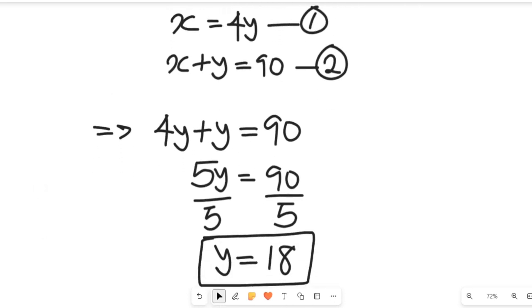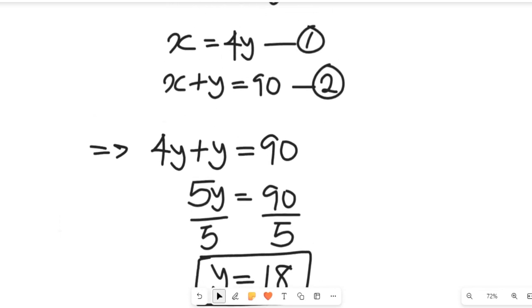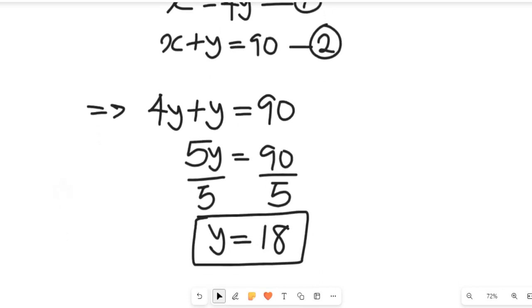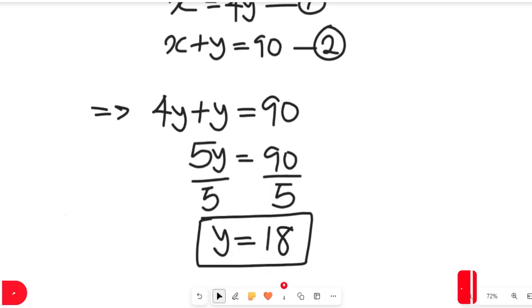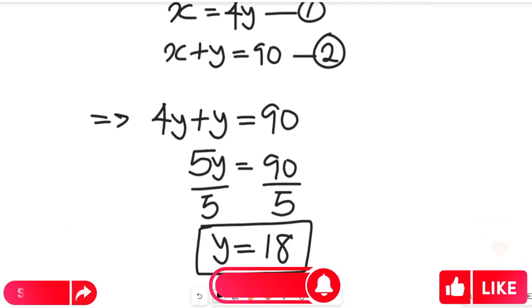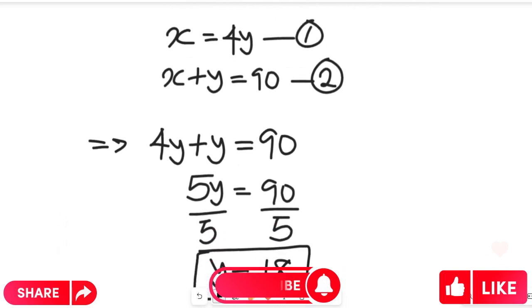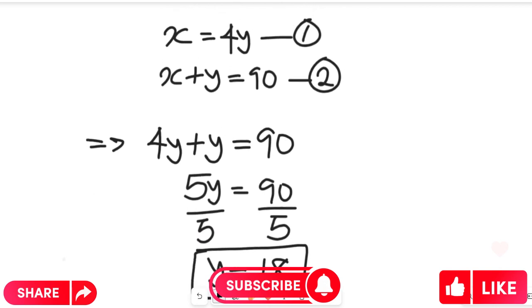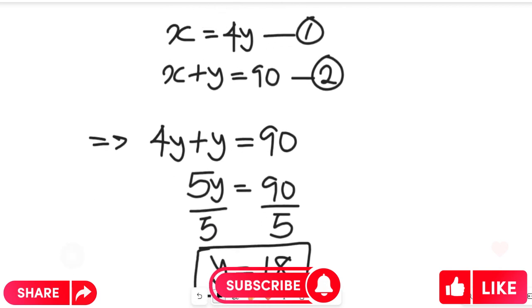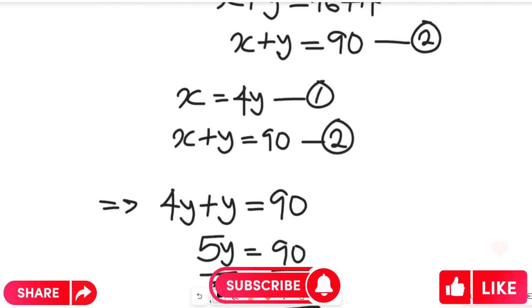With this question, you can also find the value of Mr. Manu's age. If Audu is 18, then if we insert the value of Y, which is 18, into equation 1, we have Manu's age equal to 4 times 18.